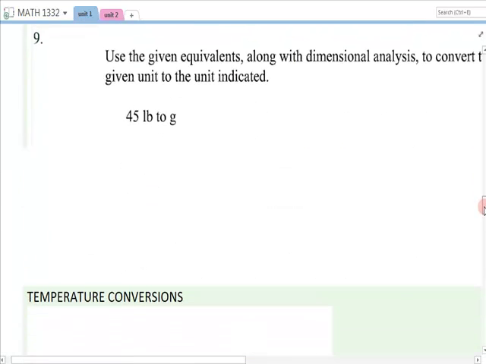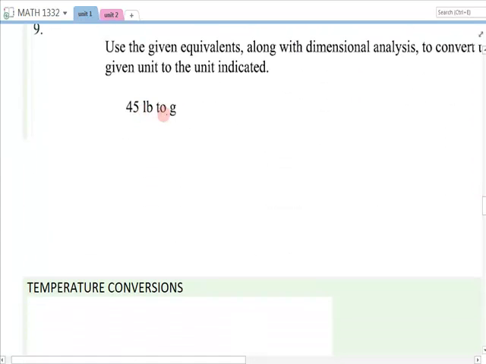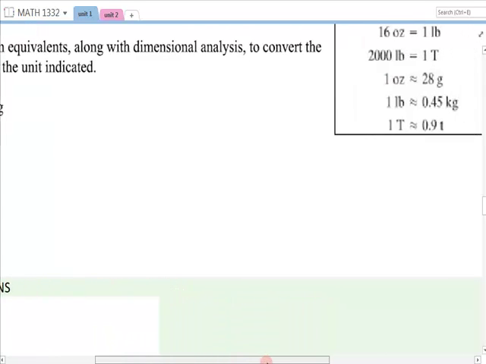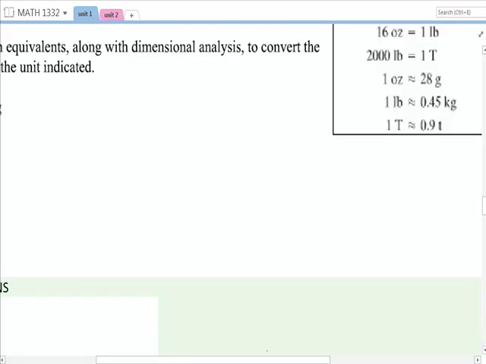Problem number 9, changing pounds to grams. Now remember, grams are tiny. A gram, that's the weight of a paper clip. So let's look. I think we will do this problem.